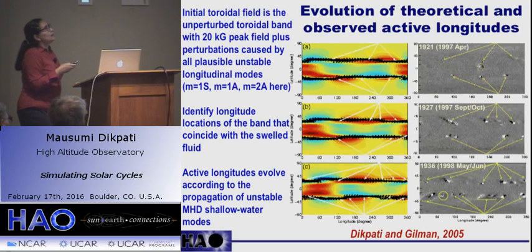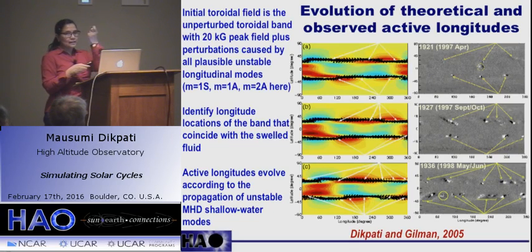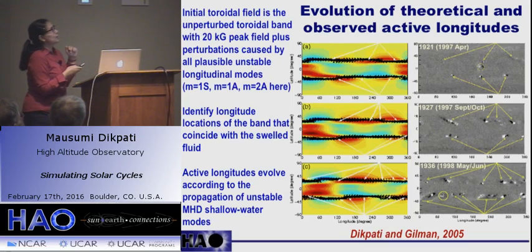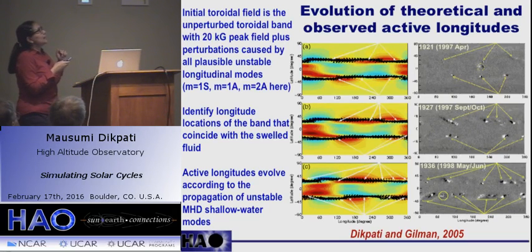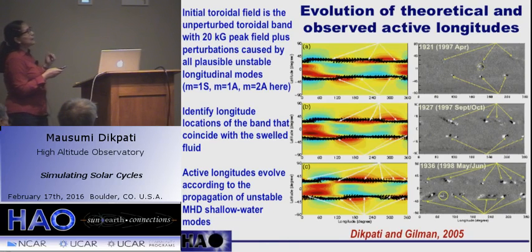And so choose the initial phase. In the rotating frame, the modes propagate with a faster or slower speed. So set their initial phases in such a way that the toroidal band falls into the swelling region, to explain a certain synoptic pattern that has these active longitudes. This is in 1997 April.